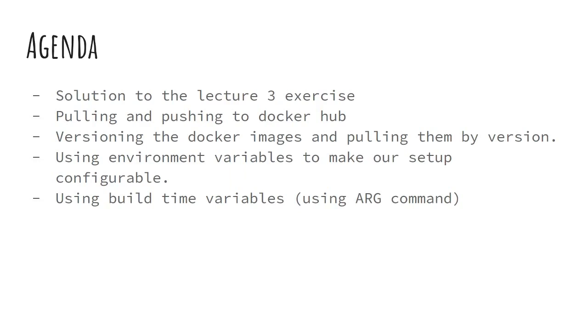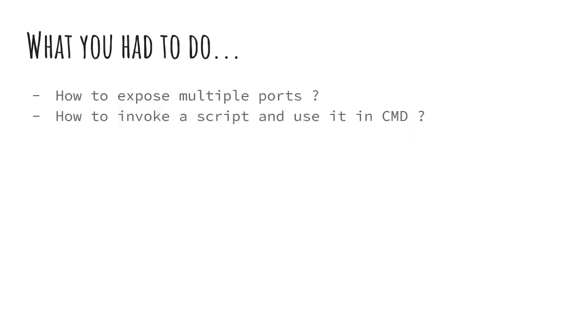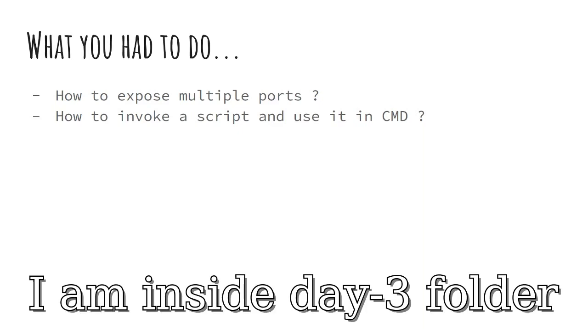So let's get started. First we'll see the solution to lecture number 3. We had to use an external script in a Dockerfile. These were the things that you were asked to do. You have to expose multiple ports, and you also have to try and move the CMD block into an external script and invoke it. So I'm going to switch to my terminal now.